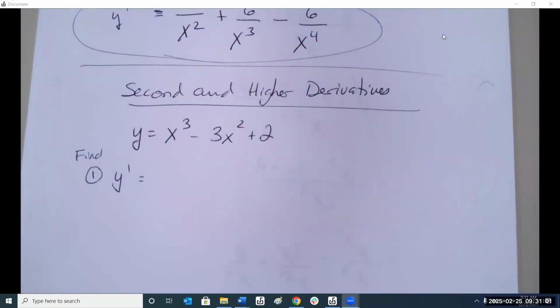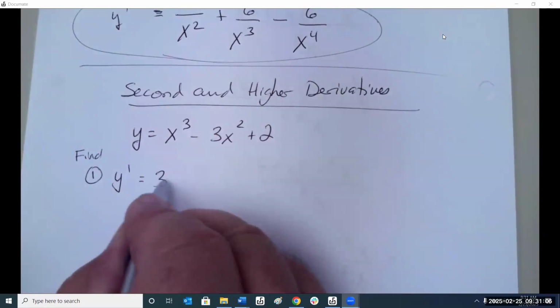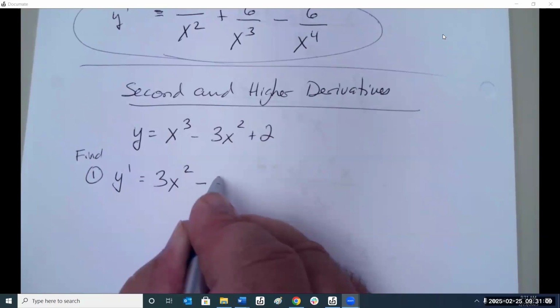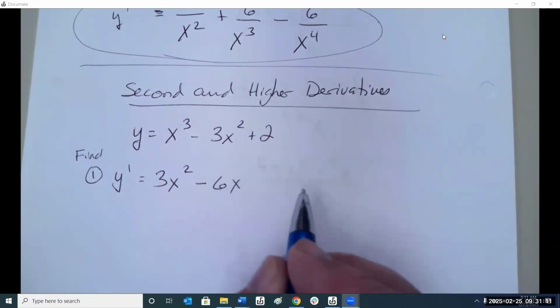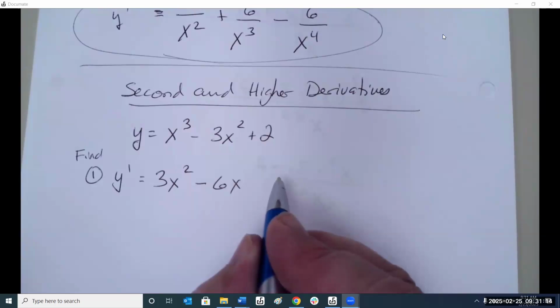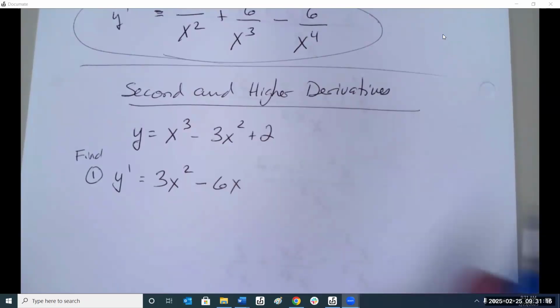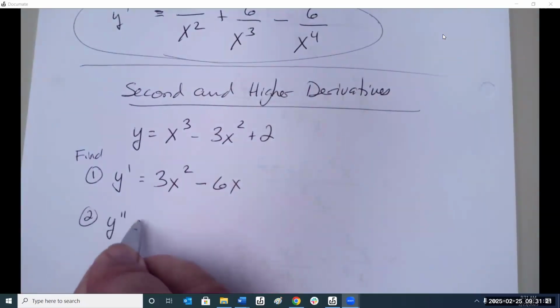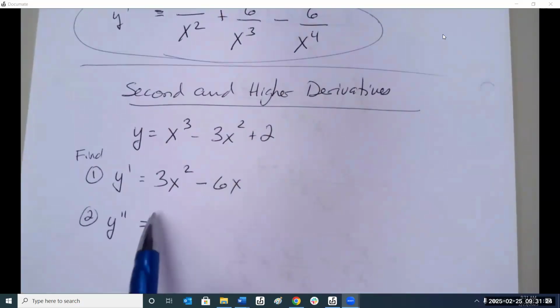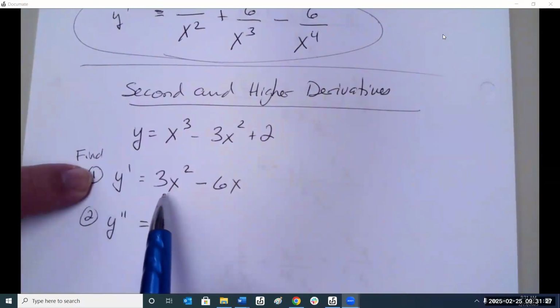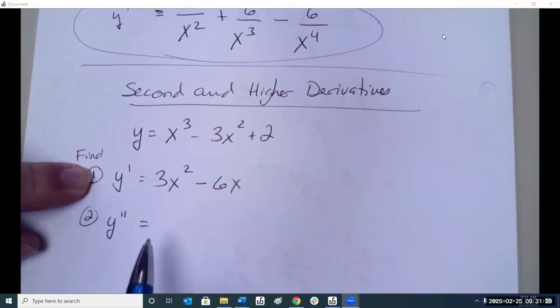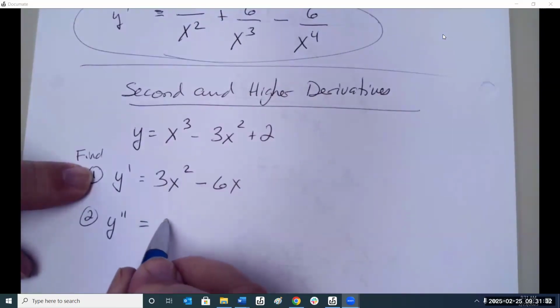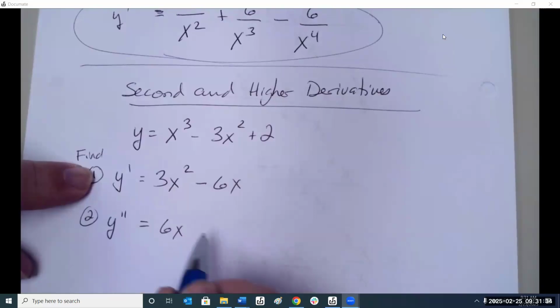Find the first derivative. What's the first derivative going to be for this one? 3x squared minus 6x plus 0. It's a constant. All right. Now we can go the second derivative. The next derivative starts off from the first derivative. Let's take a derivative of the first derivative. What's the derivative of 3x squared? 6x. The derivative of 6x? 6.